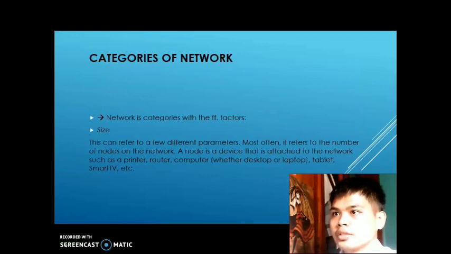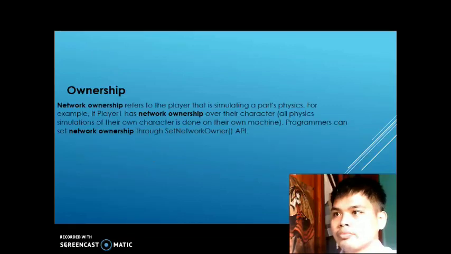Categories of network. Networks are categorized with the following factors. Type can refer to different parameters. Most often, it refers to the number of nodes on the network. A node is a device that attaches to the network, such as a printer, router, computer, whether desktop or laptop, tablet, smart TV, etc.